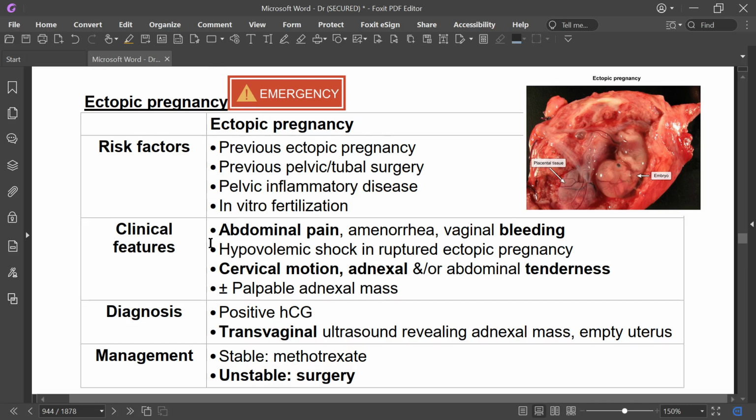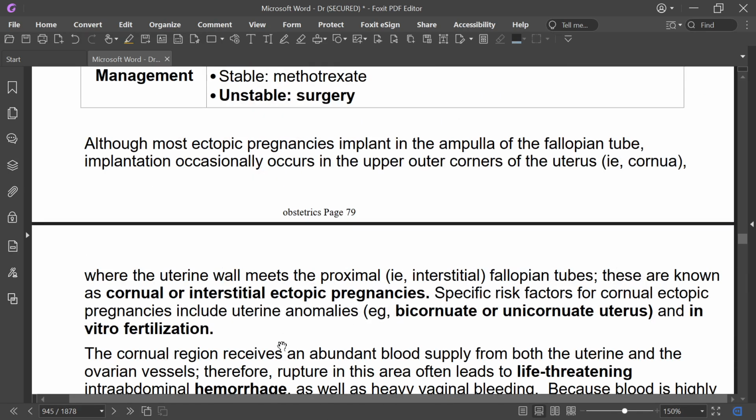In ectopic pregnancy: abdominal pain, amenorrhea, vaginal bleeding, hypovolemic shock. If ruptured ectopic pregnancy: cervical motion, adnexal and abdominal tenderness, palpable adnexal mass. Diagnosis: positive HCG, transvaginal ultrasound revealing adnexal mass and empty uterus. Stable, methotrexate; unstable, surgery.